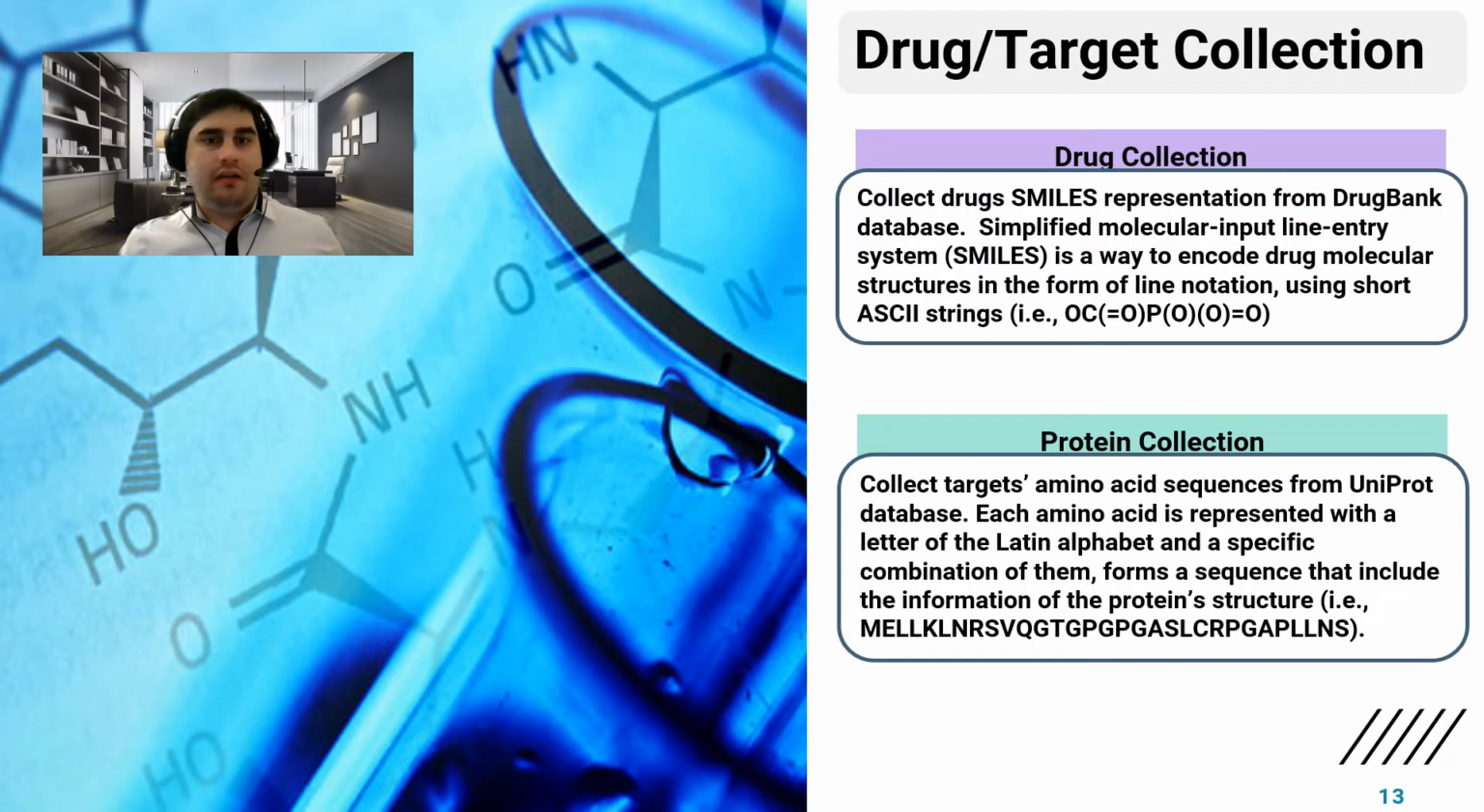We first collected the SMILES for each drug from the DrugBank database. SMILES is the acronym for the Simplified Molecular Input Line Entry System, which is nothing more than a representation of the molecular structures of drugs in ASCII format. Respectively, for the proteins, we collected their sequences from the UniProt database. Essentially, each amino acid is represented by a letter of the Latin alphabet, and the combination of these forms a sequence that includes information about the structure of the protein.